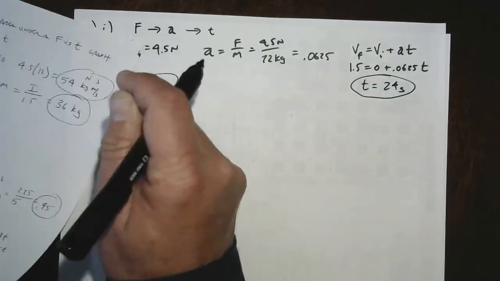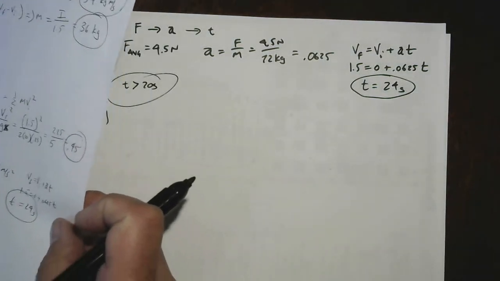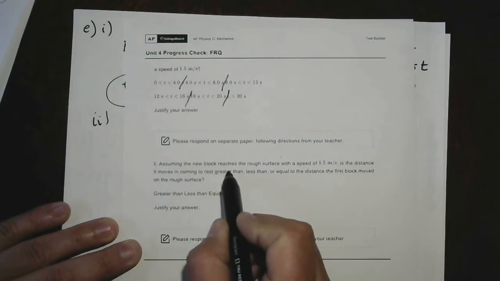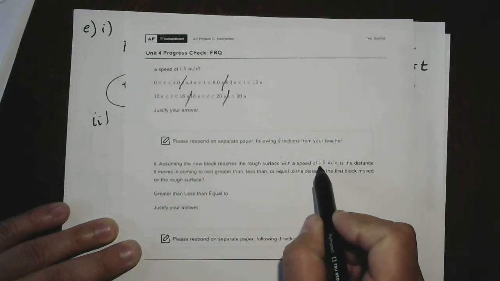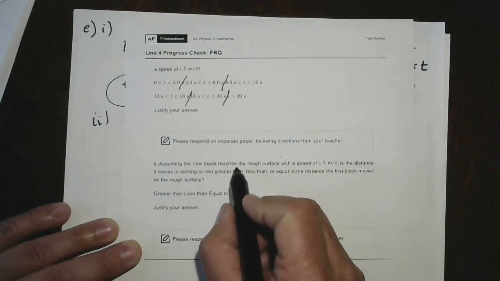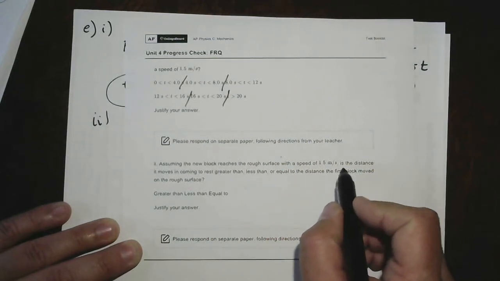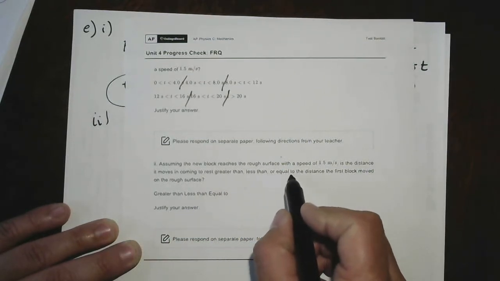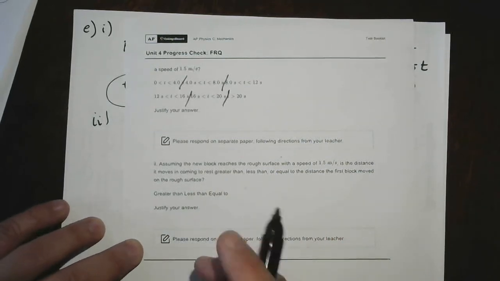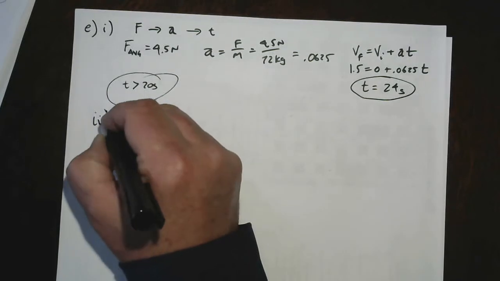Now, in part II, and look at me, I'm totally spread out all over the place here. Let's get this going. In part II, assuming the new block reaches the rough surface with a speed of 1.5, is the distance it moves in coming to rest greater than, less than, or equal to the distance the first block moved on the rough surface, and justify your answer. Well, I did all the work, so I did justify my answer.